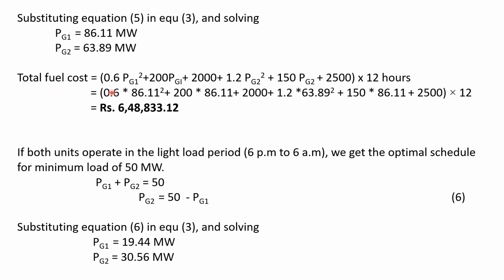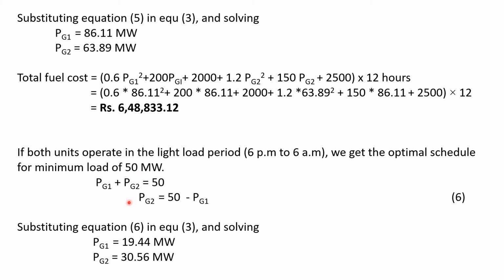Now the total fuel cost I am going to work out for 12 hours. That is the C1 equation plus the C2 equation, into 12 hours. I am substituting the calculated values of Pg1 and Pg2, that is 86.11 and 63.89, in that equation, and my total fuel cost for 12 hours is rupees 6,48,833.12.